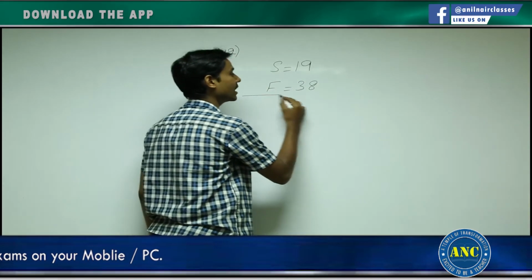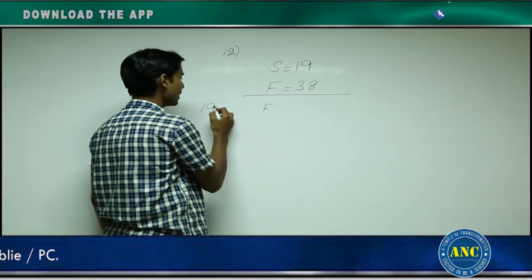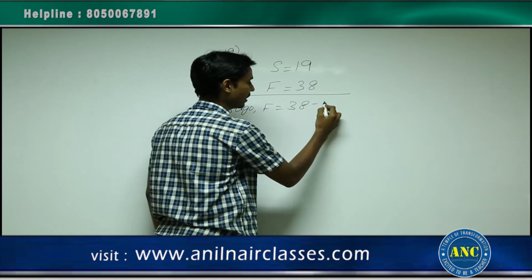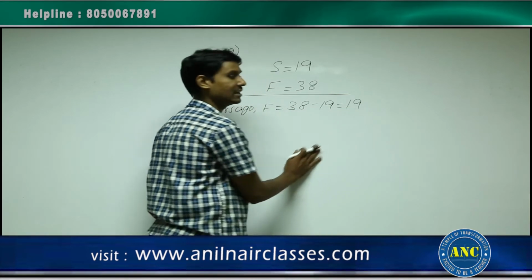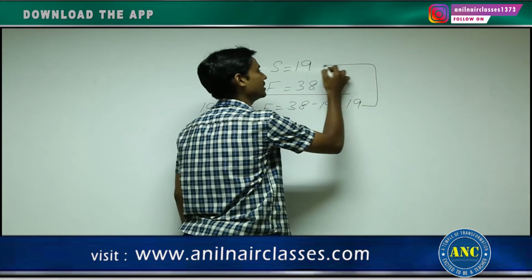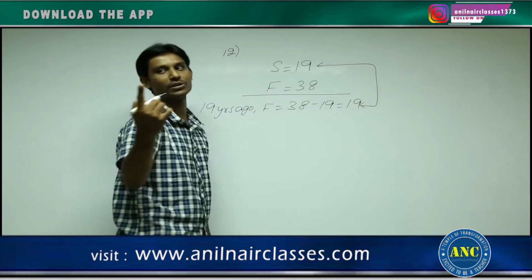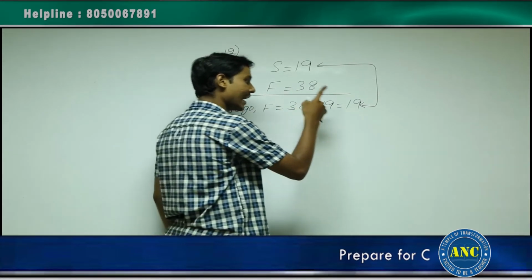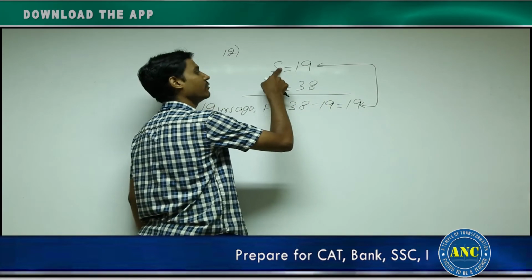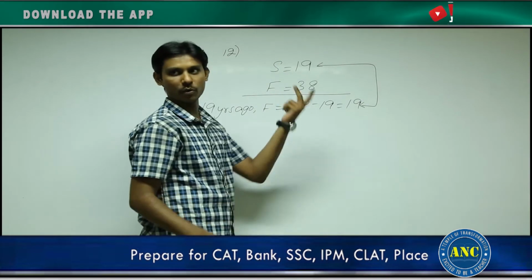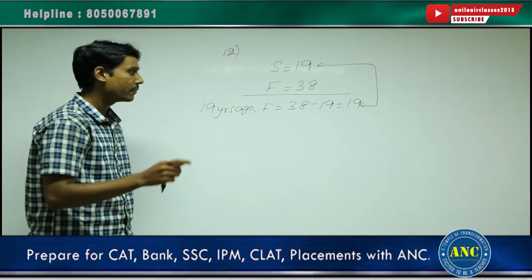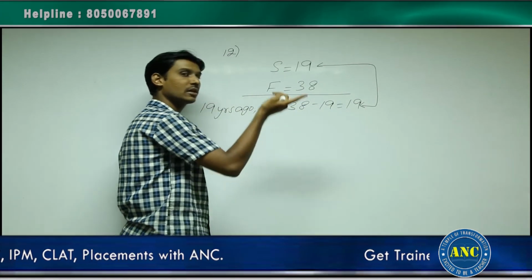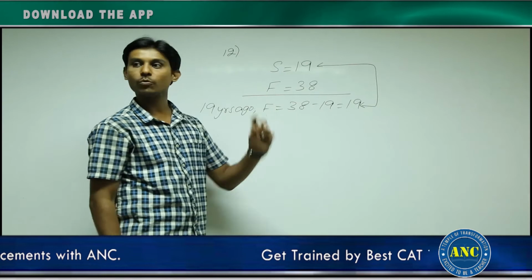Presently my father is 38. 19 years before, what should be my father's age? 38 minus 19. 19 years before my father was 19, and that is nothing but my present age. That is what the statement is also telling about, right? My father was 19 years of age when I was born. Understanding the approach? The present age of mine and the father's age which was 19 years before, both are same, is what he is telling.